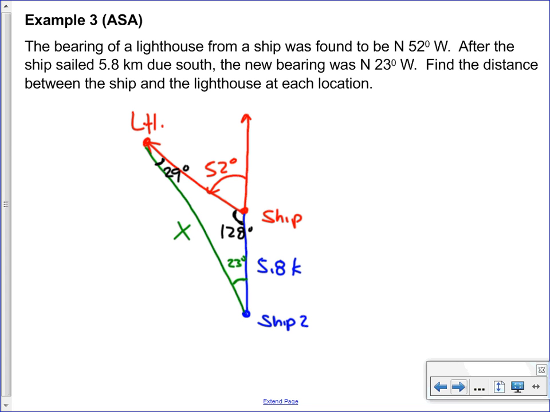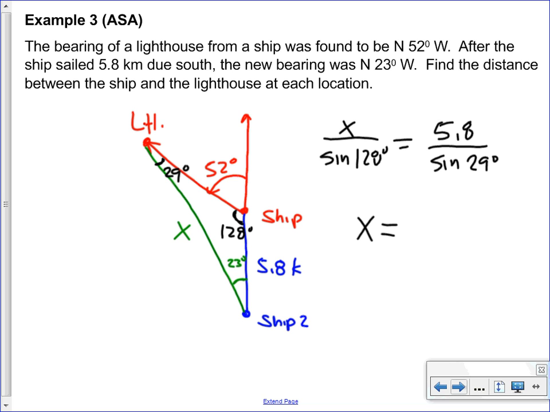Now notice, we're missing this x. Which angle is across from this x? 128. We have this side. Which angle is across from this side? 29. So therefore, x over sine 128 is equal to 5.8 over sine 29. Right. I told you these bearing ones, they're scary, but they're easy. Pictures.